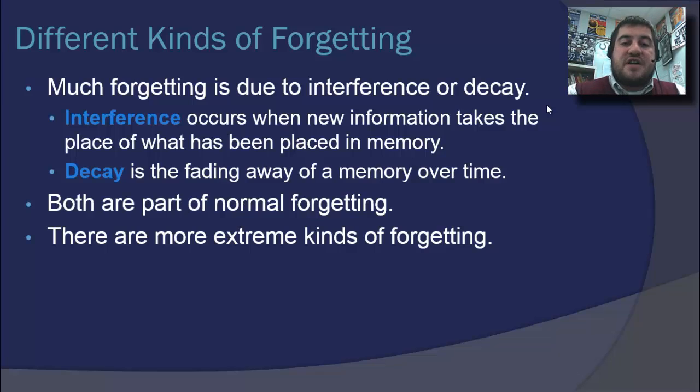Different kinds of forgetting. The natural ways, or the normal forgetting, is interference, which we've already covered. That is when new information takes the place of what has already been placed in your memory. And decay. Decay is natural, and it's the fading away of a memory over time. You may not have as strong of a memory or as vivid of a memory as you once did before because of decay.